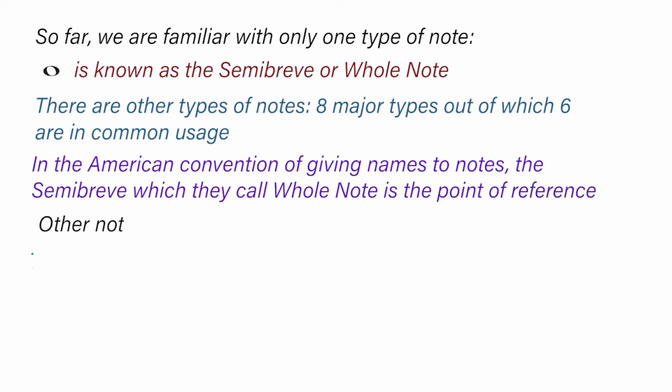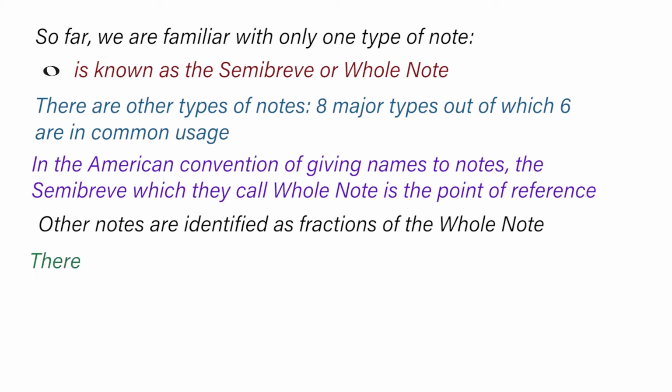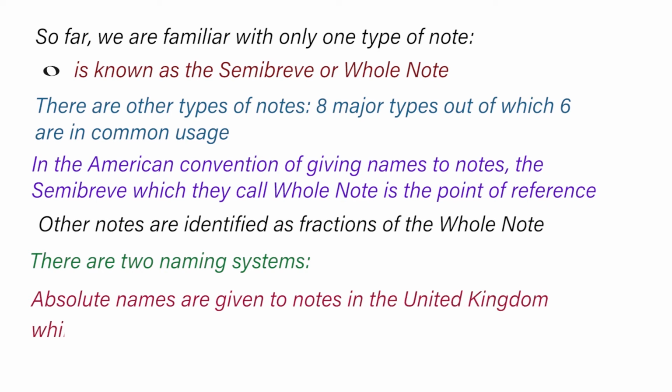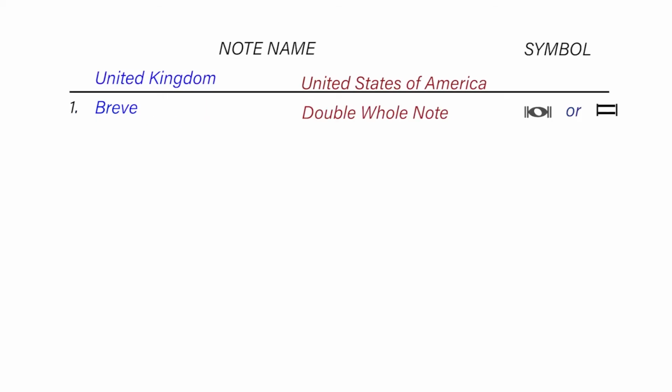Anything greater than the semi-brief or smaller than it is usually identified by the fraction of that note to the semi-brief. There are 2 naming systems. In the United Kingdom, the names are straight, like semi-brief. But in the United States, the semi-brief is known as whole note. We have the brief or double whole note. As the name sounds, you can see that the whole note is still a reference, double whole note. That is twice as long as the whole note.